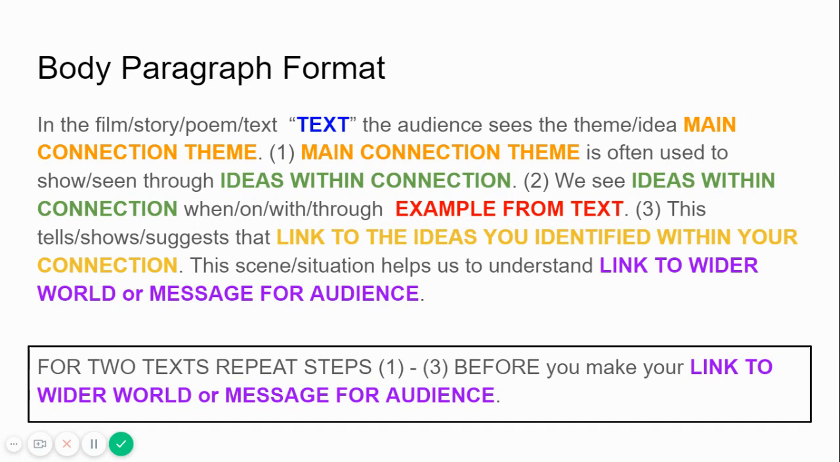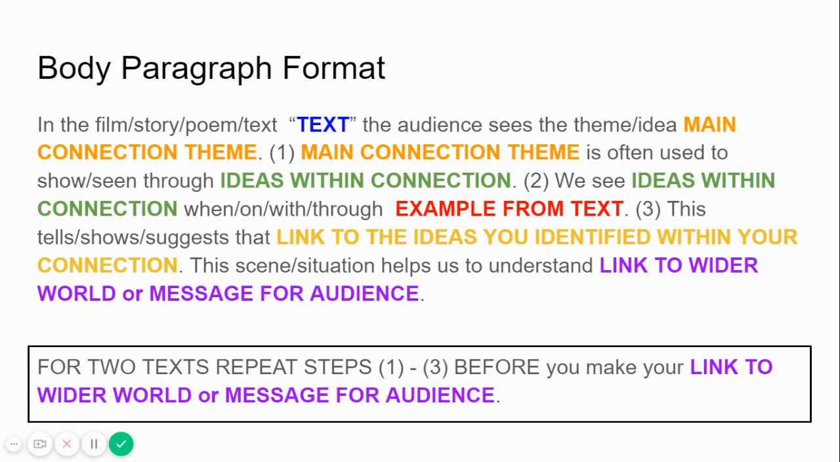This is what a format for a body paragraph might look like. So you'd have your statement, and within the first line, you will have identified your text and the main connection theme. So in the film, blah, blah, blah, the audience sees this idea. Then you'd go on to explain it, or explain the idea. So this idea is often used to, or is often shown or seen through blah, blah, blah.